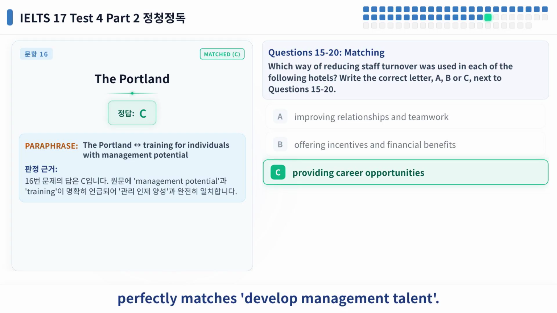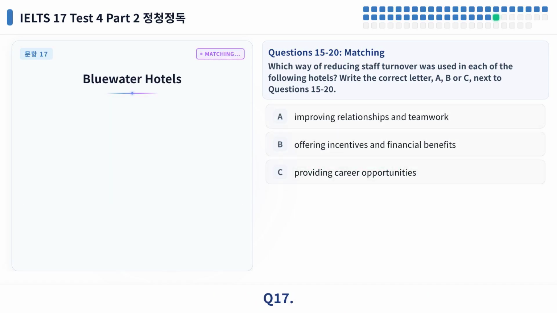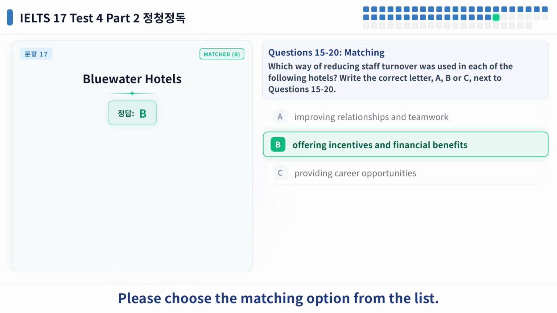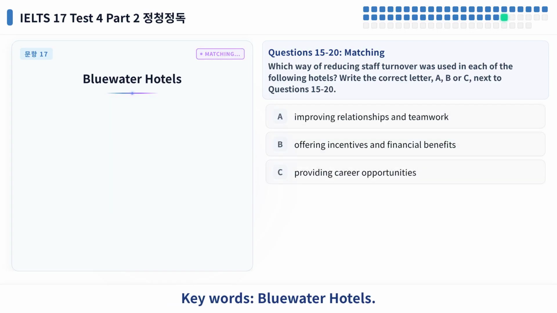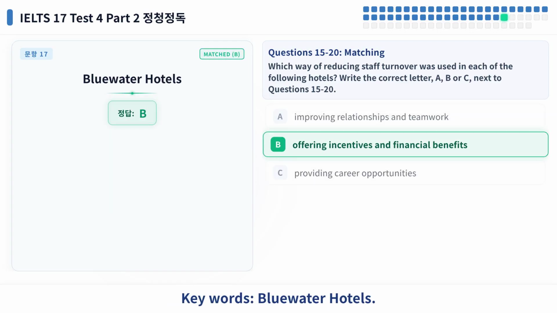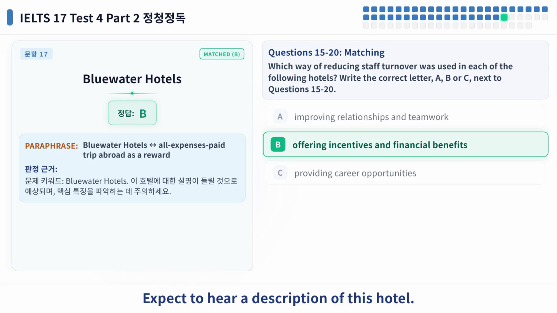Question 17. The statement is Bluewater Hotels. Please choose the matching option from the list. Pause the video to try it yourself. Key words: Bluewater Hotels. Expect to hear a description of this hotel. Focus on catching its main feature.